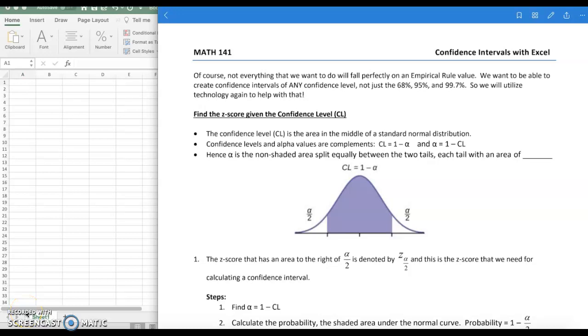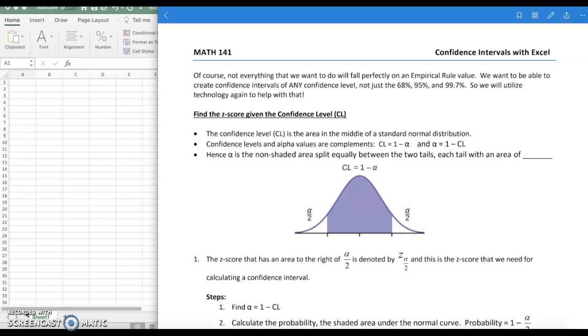In the prior section, we created confidence intervals using the empirical rule because we were able to add and subtract the appropriate amount of standard deviations or standard errors in order to create our margin of error and move from that center value out and create these intervals. But of course, not everything is going to fall perfectly on one of those three empirical rule values of 68, 95, or 99.7%. We a lot of times may want to create an interval of a 90% confidence level, or maybe just a 99 or an 80%. So how do we do those? We need to use technology to help us.